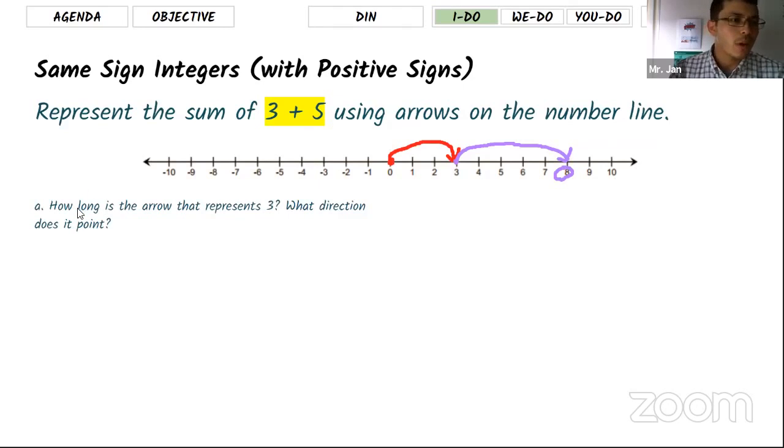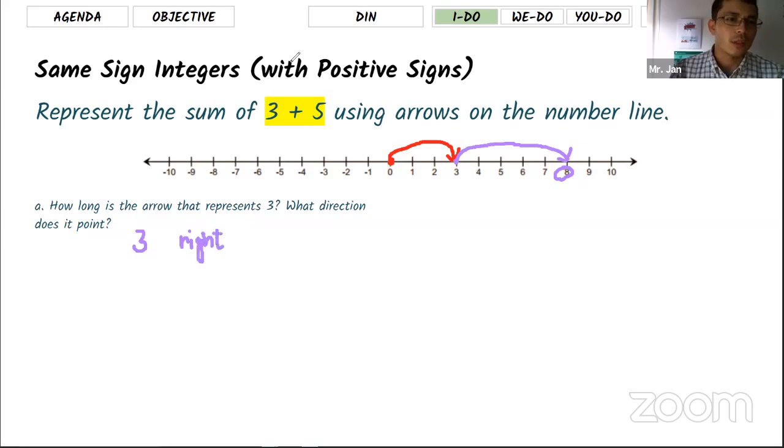And so the first question is, how long is the arrow that represents 3? The arrow length means the length of the arrow. If you see the number of blocks between 0 and 3, there are 3 blocks. So it will be 3 units or 3 blocks. And which direction? It's right. The reason it's right is because 3 is a positive number.